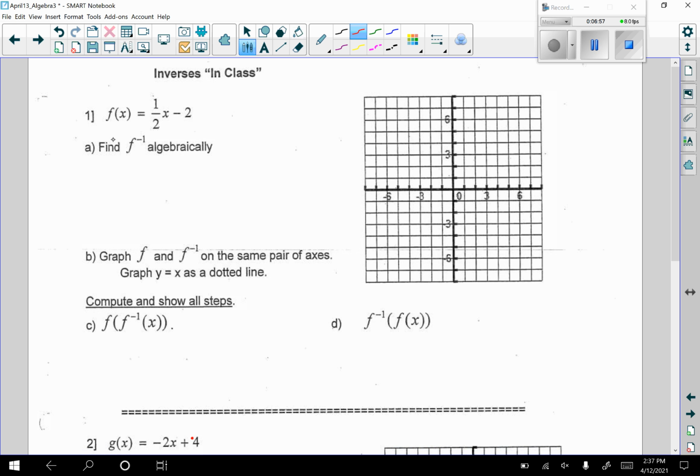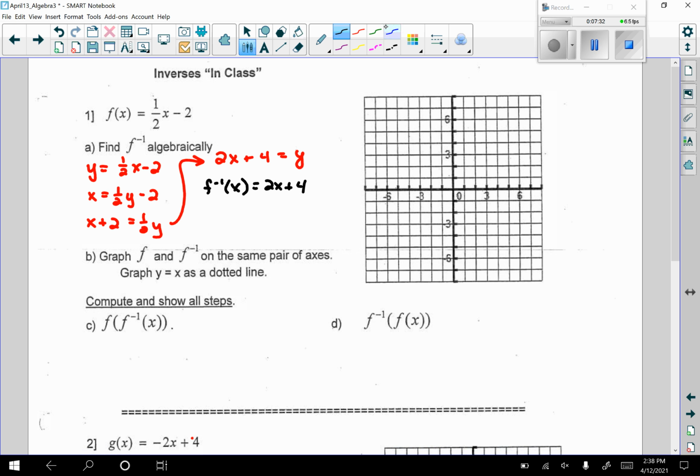First, instead of f of x, we're going to say y equals 1/2 x minus 2. Replace f of x with y. Next, we're going to switch x and y. So we get x is equal to 1/2 y minus 2. Then we want to solve for y, so we'll add 2. We'll get x plus 2 is going to equal 1/2 y. Our next step would be to multiply everything by 2. So 2 times x is 2x, 2 times 2 is 4. So y is going to equal 2x plus 4. To finish this, the inverse of f of x is equal to 2x plus 4. So now we're going to graph these here.